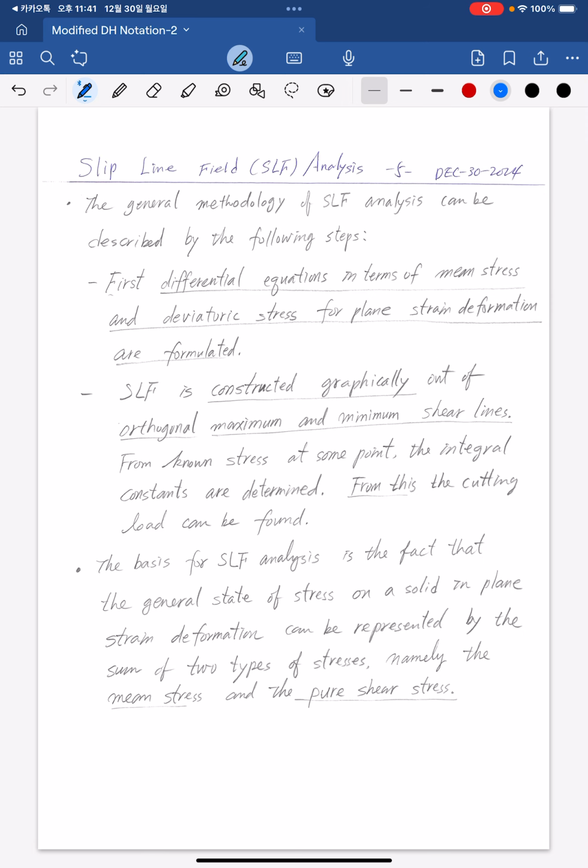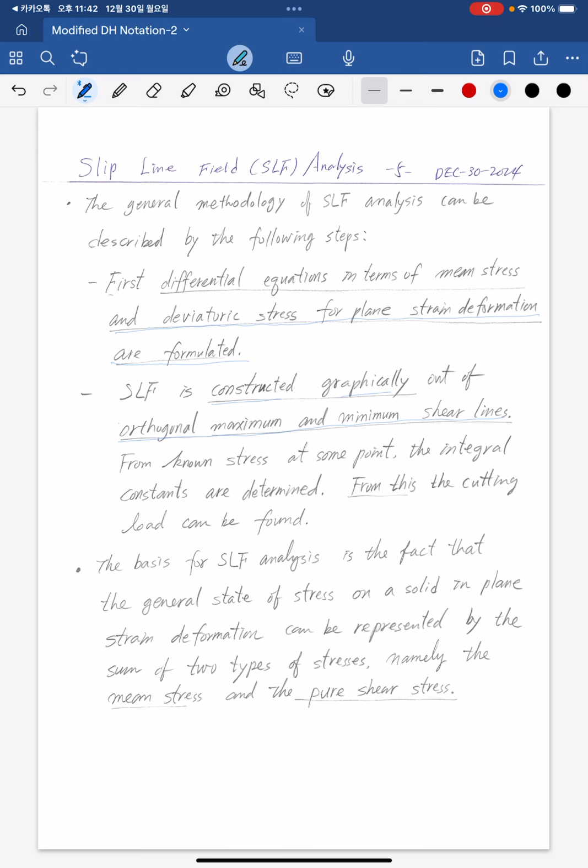The general methodology of SLF analysis can be described by the following steps. First, differential equations in terms of mean stress and the deviatoric stress for plane strain deformation are formulated. SLF is constructed graphically out of orthogonal maximum and minimum shear lines. From known stress at some point, the integral constants are determined. From this, the cutting load can be found.